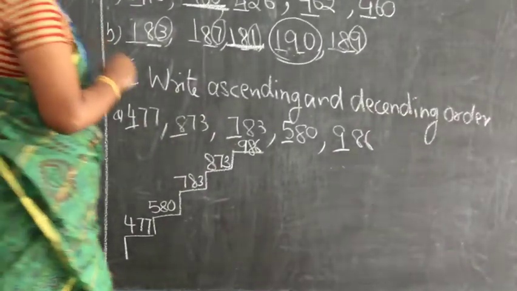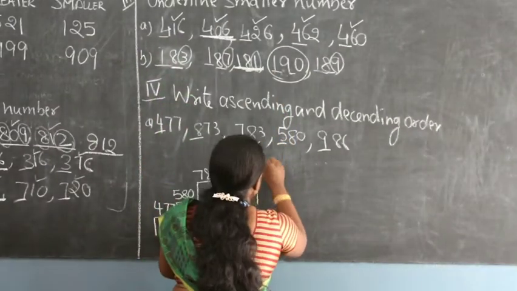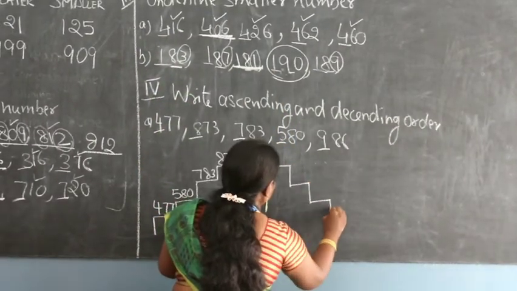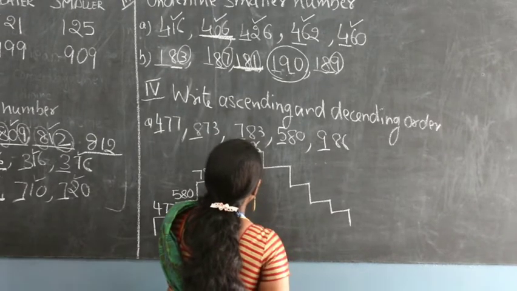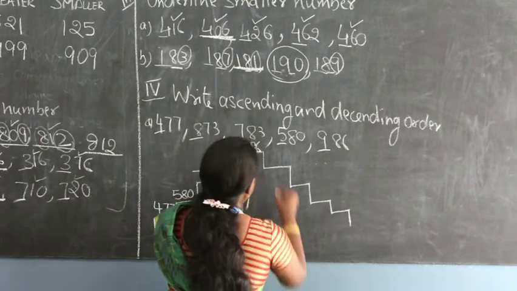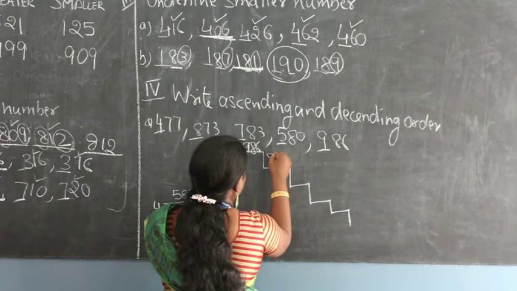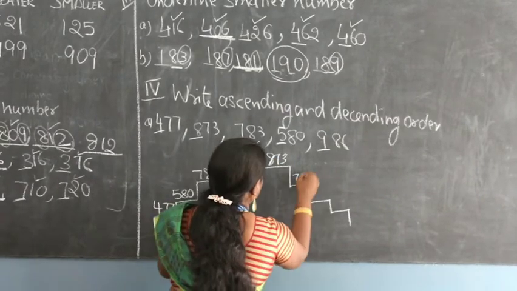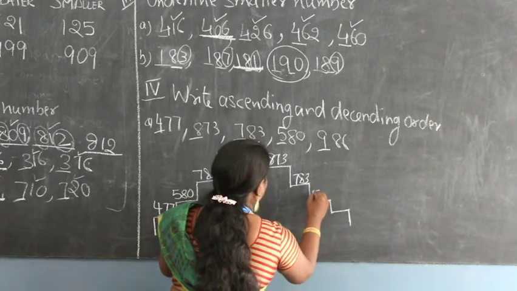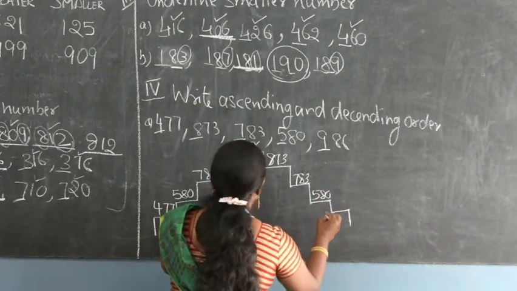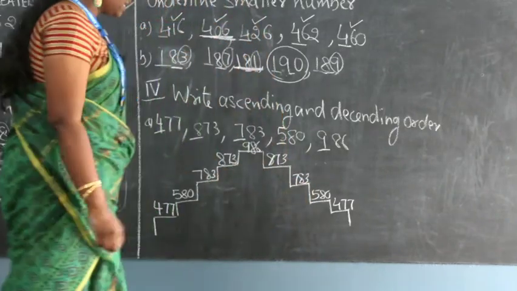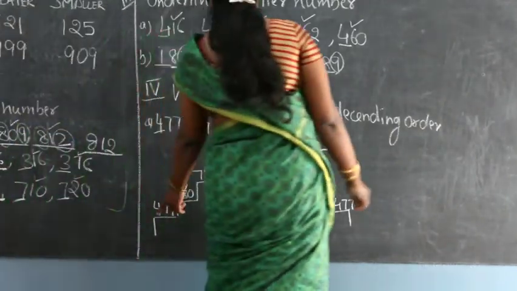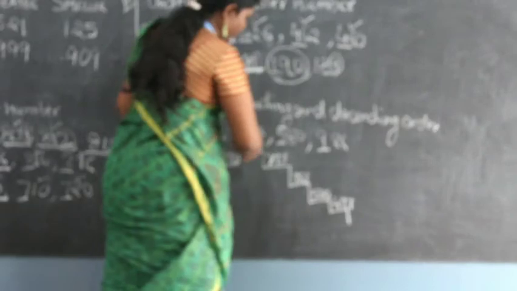Now let me show you the descending order. So for that I'll make steps this side. Okay? So after 986, a number which is a little smaller than 986 is 873, right? And then 783, 580, and 477. So how are you going to write your ascending and descending order? Ascending order, you're going to start from here and write. Descending order from here to there.